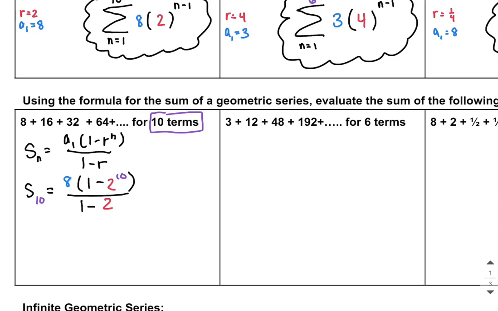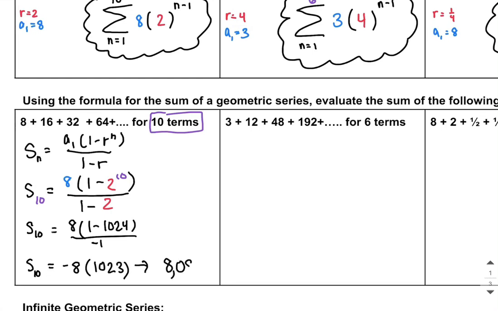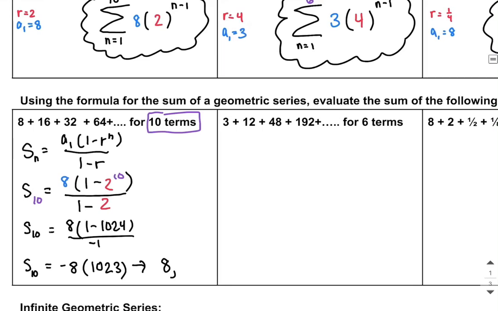So the next step is to simplify that and say the sum of the first 10 numbers, the partial sum, is equal to 8 times 1 minus 2 to the 10th power, which is 1024, and then I have that all over -1. To simplify further, 8 divided by -1 is -8 times, in parentheses, 1023. And my final answer is the sum of those first 10 terms is 8,000. Nope, that's not right. 8,184.